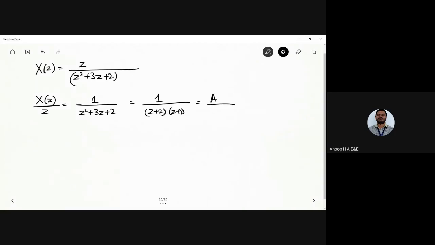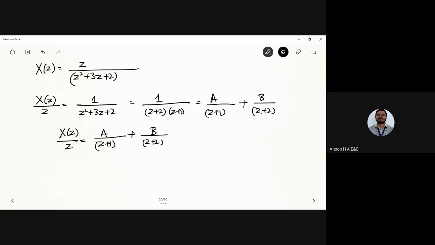I can resolve it into partial fractions as a divided by z plus 1 plus b divided by z plus 2. So x of z by z would be equal to a divided by z plus 1 plus b divided by z plus 2. This is how I can resolve it into partial fractions, and I can get the values of a and b. I'll leave this step to you, where you will find the value of a and b. I have found a equals 1 and b equals minus 1.